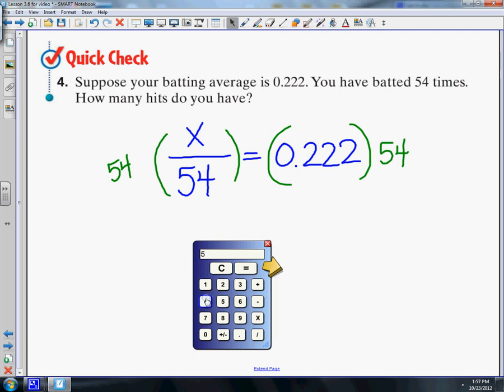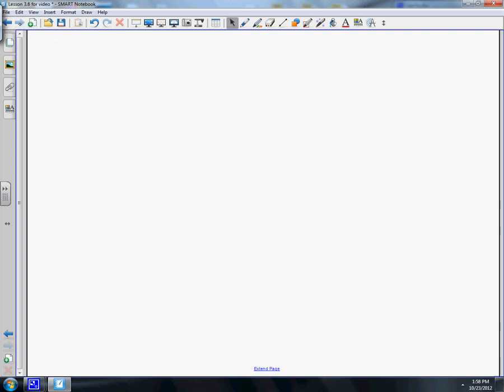So 54 times 0.222 is 11.98, so pretty much 12 times. You can round, because you can't hit the ball 11.98 times. So x equals 12. All right, that is it for your notes for 3.6.